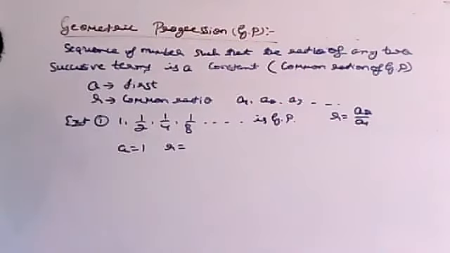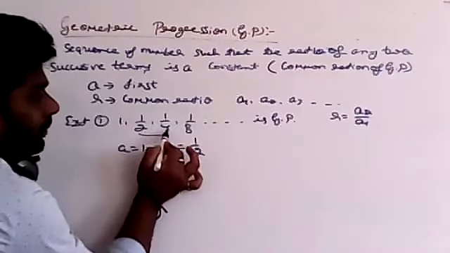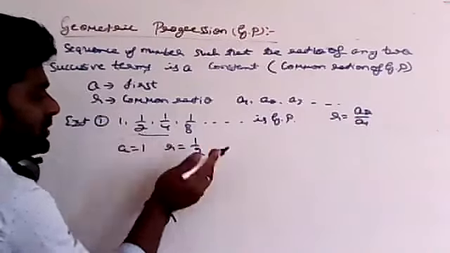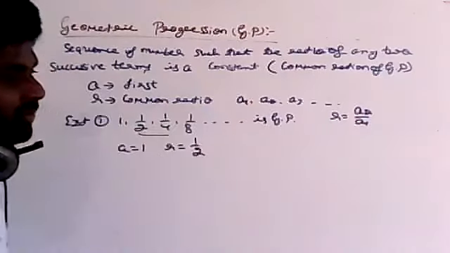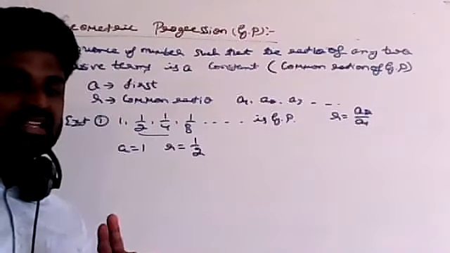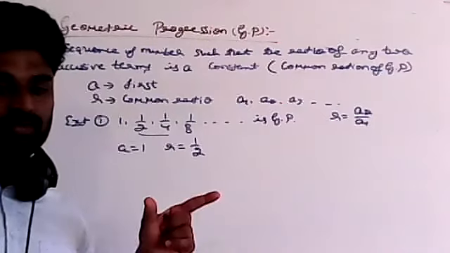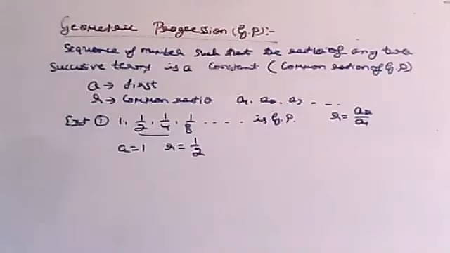R is 1 by 2, not minus 1. Divide that one. You can check for the other two terms also: 1 by 4 divided by 1 by 2 is 1 by 2 only, and 1 by 8 divided by 1 by 4 is also 1 by 2. In an arithmetic progression we take the difference, but in a geometric progression we take the ratio: second term divided by the first term.